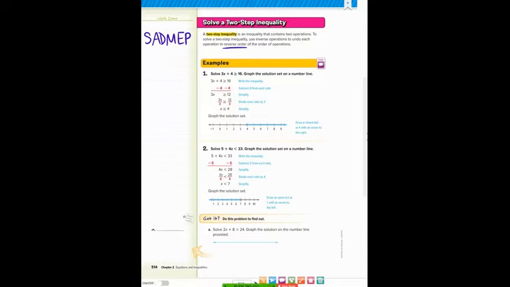Solve 3x plus 4 is greater than or equal to 16. So we're going to follow the steps of SADMEP to solve this problem. There is no subtraction, but there is addition. The opposite of addition is subtraction, so we're going to subtract the 4 on both sides.